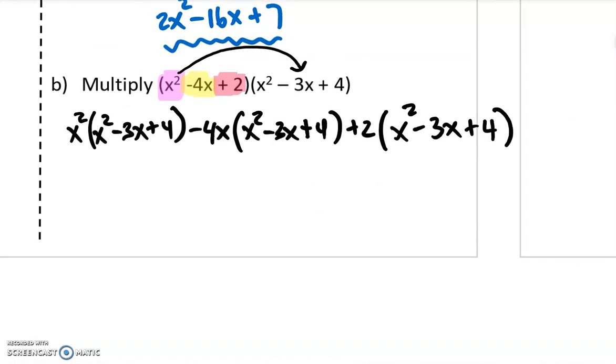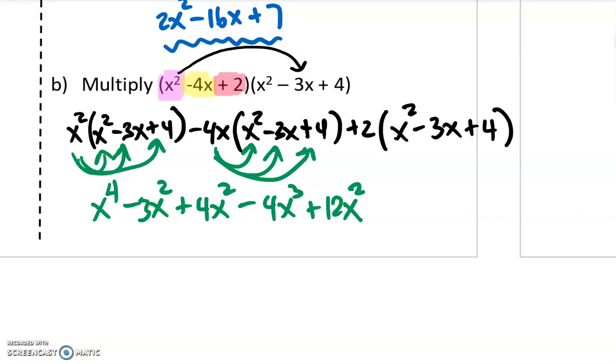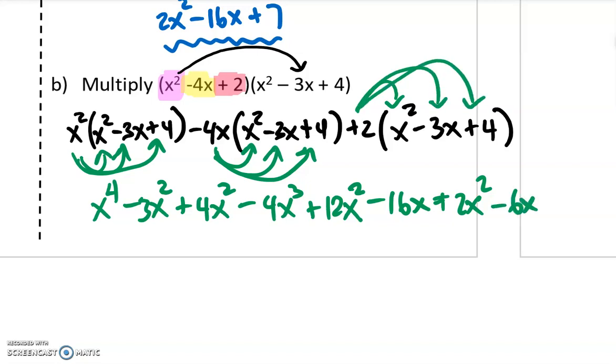So now we just need to do a lot of distributing here. x squared times x squared is x to the fourth power. X squared times negative 3x is minus 3x cubed. X squared times 4 is 4x squared. Next, negative 4x times x squared is minus 4x cubed. Negative 4x times negative 3x is positive 12x squared. And negative 4x times 4 is minus 16x. Lastly, 2 times x squared is 2x squared. 2 times negative 3x is minus 6x. And 2 times 4 is 8.